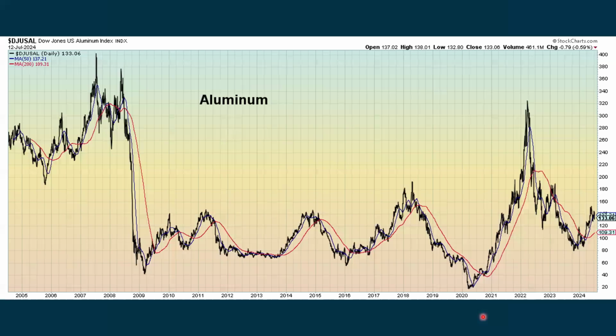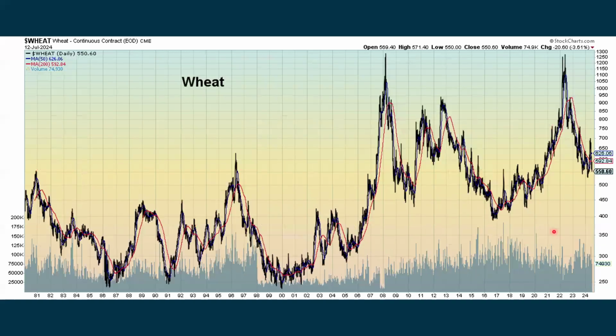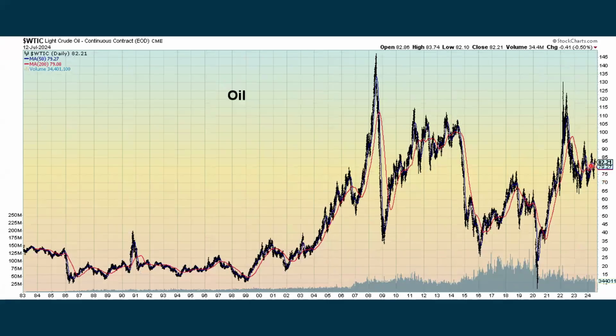Then we look at other markets. Now, I'm not involved in these other markets, but we still want to keep an eye on them. Here is aluminum, which is in an uptrend right now. Corn, which is in a downtrend right now, and wheat, where it really bounced up, but it's now starting to fall back down. So wheat is still in a downtrend. Here's fertilizer, which had been declining over the last few weeks. Oil, which came down into the 70s, now it's going back up into the 80s.